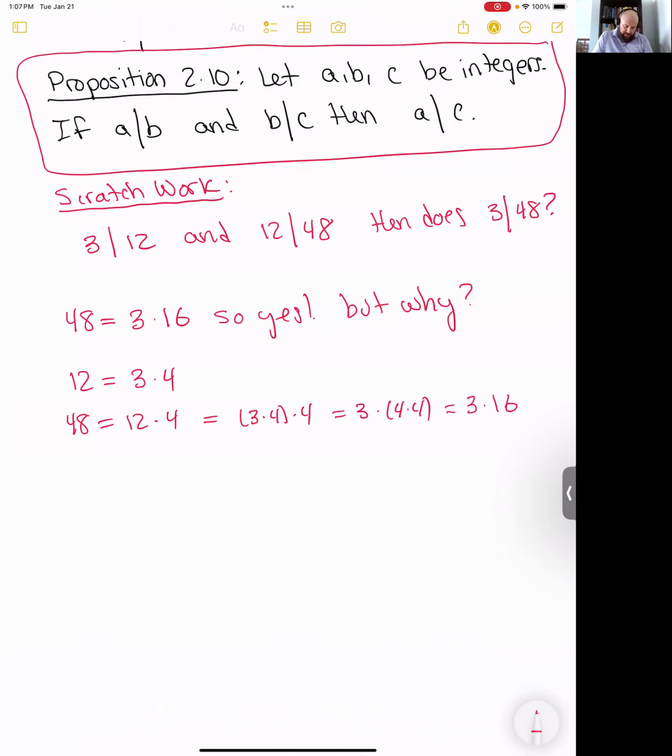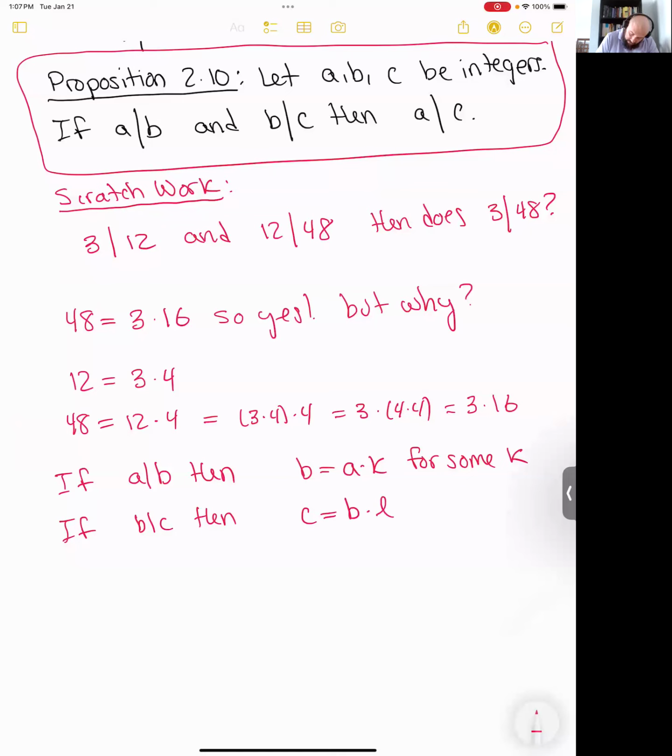So the point is that because 12 divides 48 and 3 divides 12, I can rewrite the 12 that occurs in 48 using 3. In general, that's going to be the case. So we'll just notice that if A divides B, then B equals A times K for some integer K, but I'm just doing scratch work, so I'll not worry about being too careful yet. If B divides C, then C equals B times L. Let's not even worry about the "for some" part because we're just playing right now in scratch work.